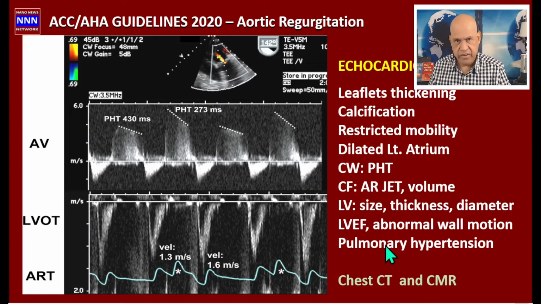The other test that we could use would be chest CTA to look at the aorta itself, look at the morphology of the aorta, look for aneurysms or dissections, and similarly CMR can also look at the aorta. It can also look at the left ventricular size and thickness and wall motion abnormalities, along with any other things that we might see in the cardiac structure.